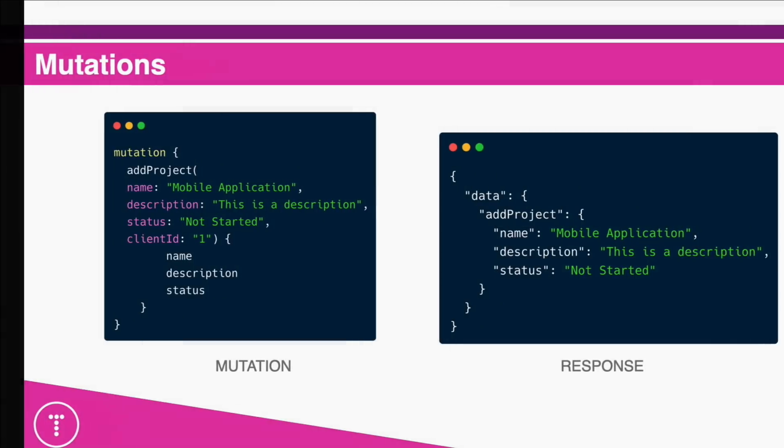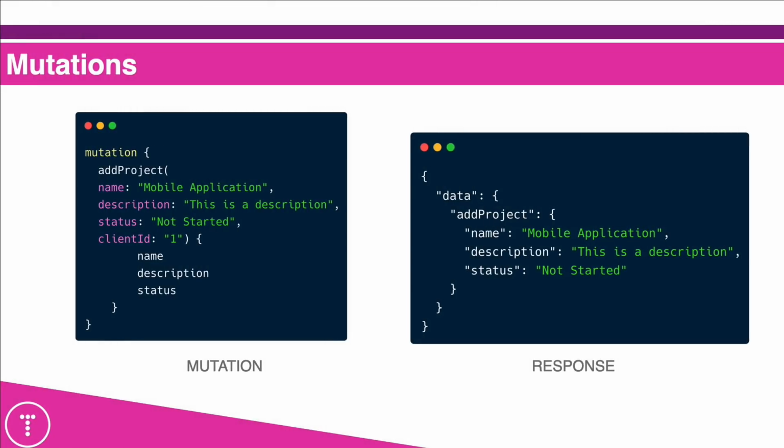All right, now to add data to the server or to update or delete, we'd use something called mutations. So mutations are formatted very similar to queries, and this is an example here. We use the keyword mutation, and then we're calling this one addProject. And inside the parentheses here is where we add our data. So in this case, we're adding a name of mobile application, a description, a status, and a client ID.